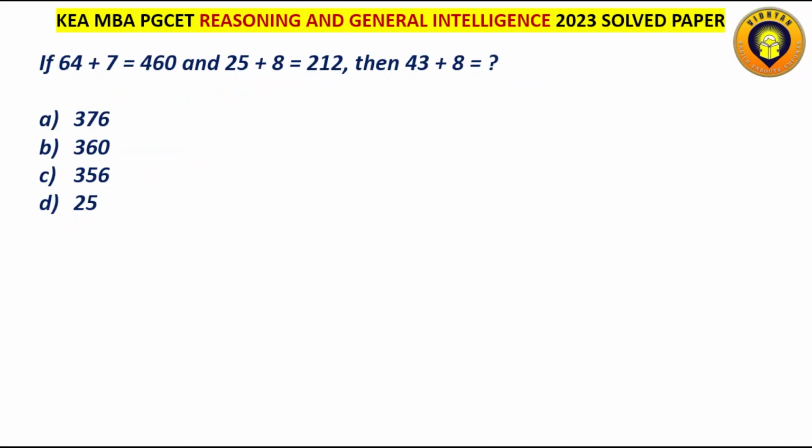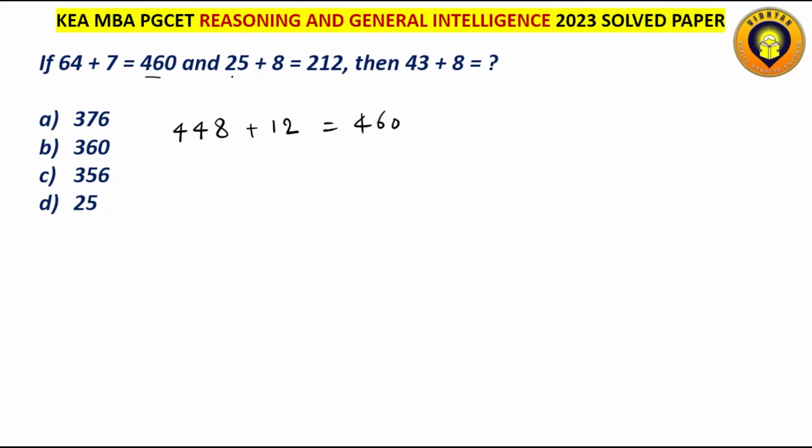If 64 plus 7 is equal to 460 and 25 plus 8 is equal to 212, then 43 plus 8 is equal to? If you see, 460 is given. 6 sevens are 42, so it looks almost like 7 times this number. Just multiply this and check. 64 into 7 is 448. And 460 minus 448 is 12. So 448 plus 12 is equal to 460.